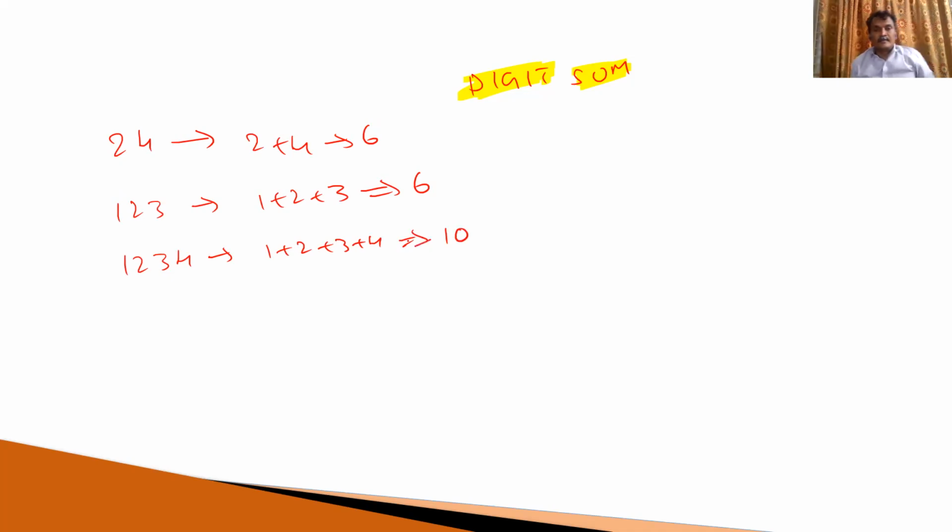What is the digit sum? That should be represented in a single digit. But here a two-digit number is there. Now what should we do? Again, we add these two digits, so that is equal to 1.